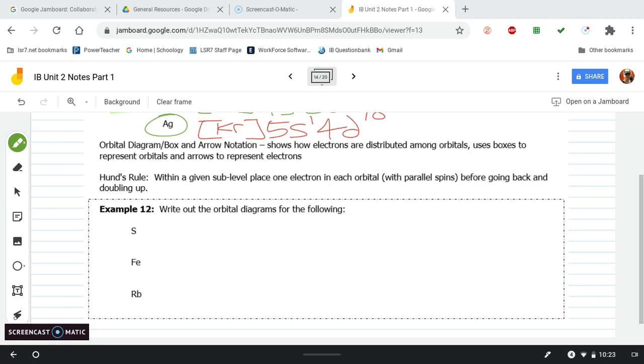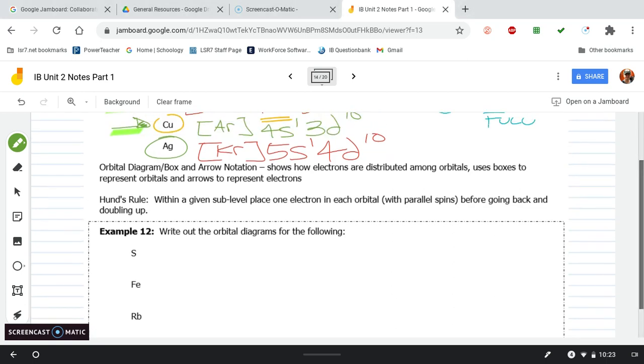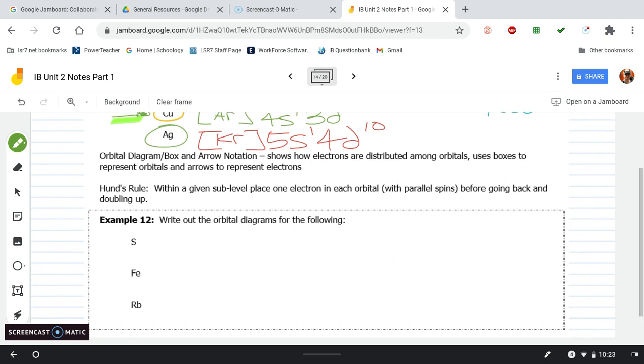Okay, just got done with these exceptions. Now we're going to slide into this next thing, which is really diving into those boxes and those arrows, orbital notation. So in IB, it can be called an orbital diagram, or it can be called box and arrow notation. Box and arrow notation is pretty common terminology for IB. So that box and arrow notation.